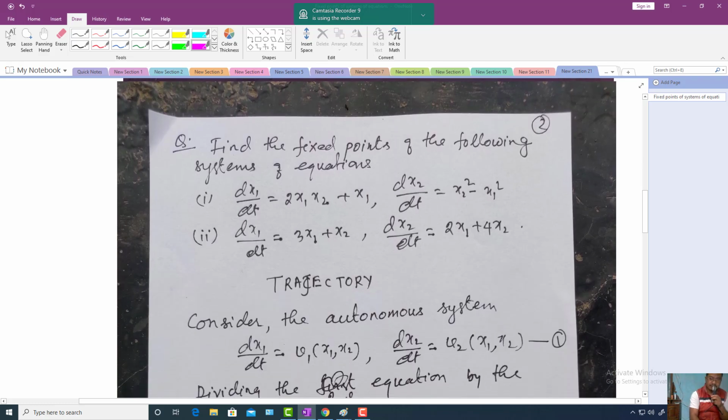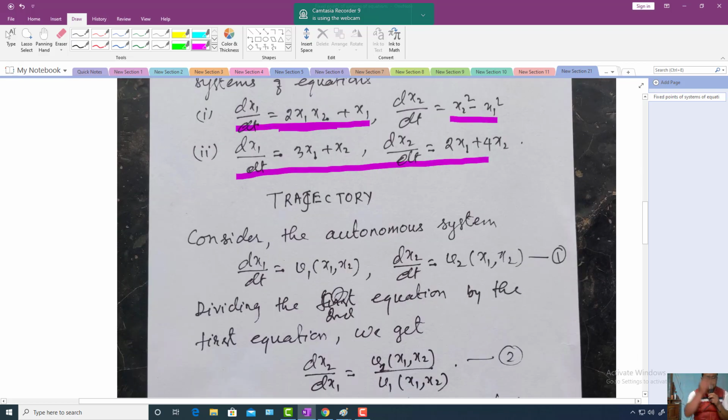Now I'm giving you some non-linear first order differential equations. This is non-linear, because here the x1 x2 product is involved, and x1 square, x2 square are involved. So this is a non-linear system of two first order equations. I want you to calculate the fixed point of such a system, and of this one also. So you can do that.